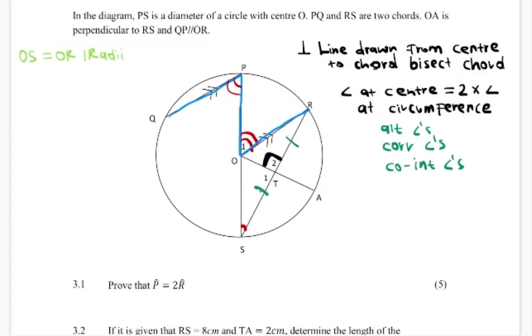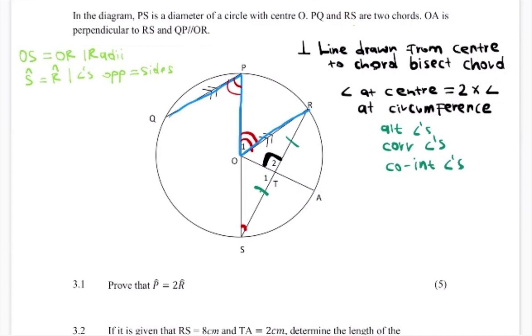In the previous video, we did talk about the isosceles triangle. The triangle that has two sides that are equal will also have two angles that are equal. So the triangle OSR has OR and OS equal, meaning that the angles opposite to those sides, which are S and R, will also be equal because of what? Angles opposite equal sides.